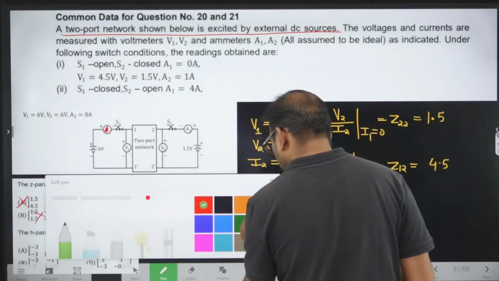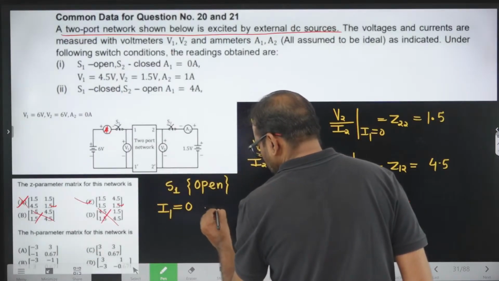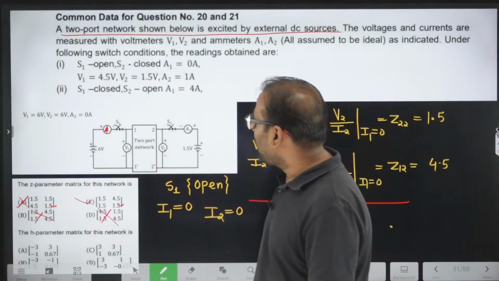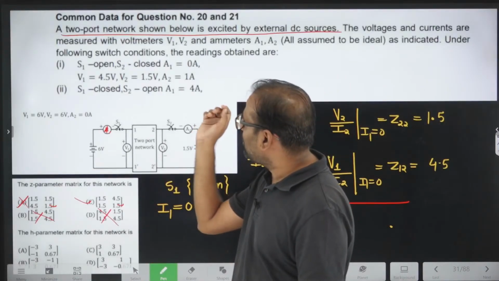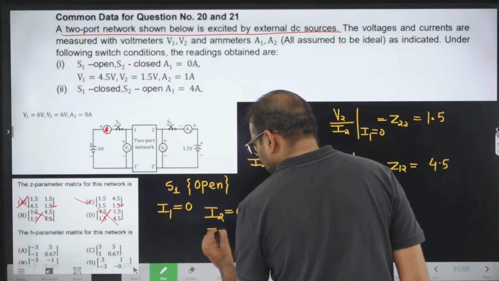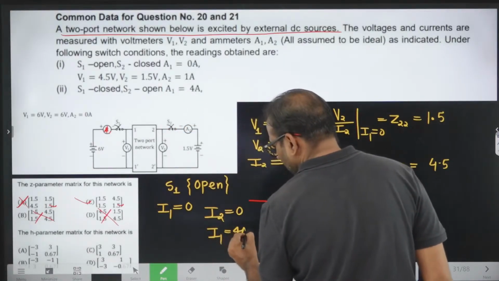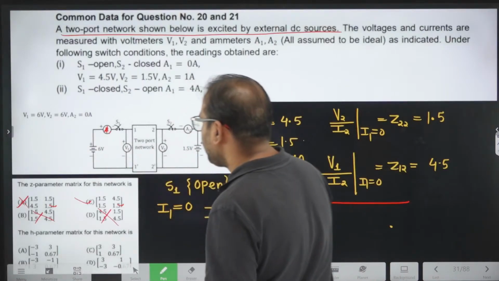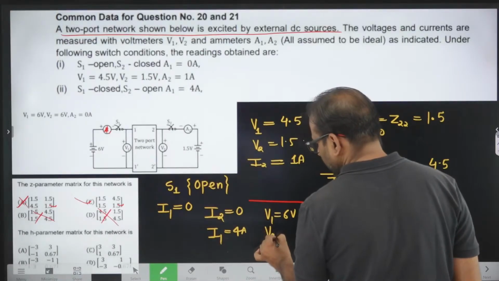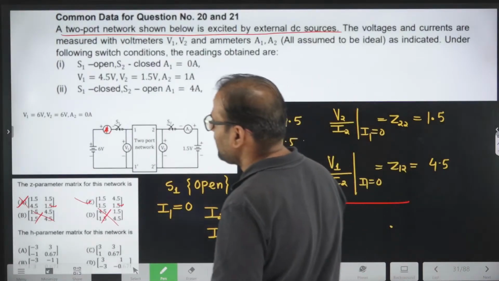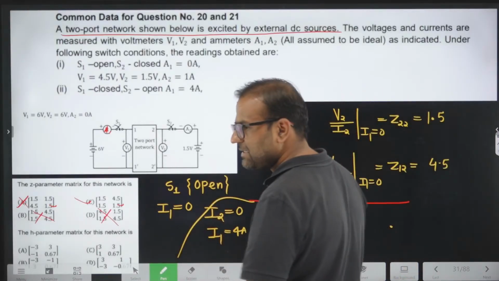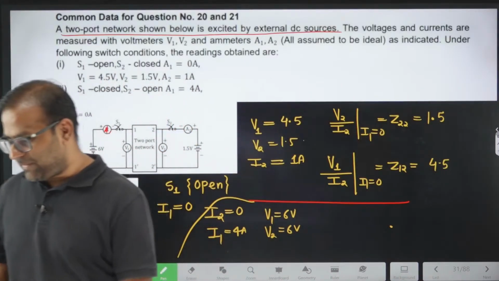So what are you doing? You are taking I2 current equivalent to 0. If you make I2 current equal to 0, S2 open, the current I1 is given as 4 ampere. What else is given? V1 equal to 6 volt. V2 is also equivalent to 6 volt. This is given. And I2 equal to 0 ampere. So current I2 is 0. Of course, whenever we replace the circuit by open circuit, the current will be 0.